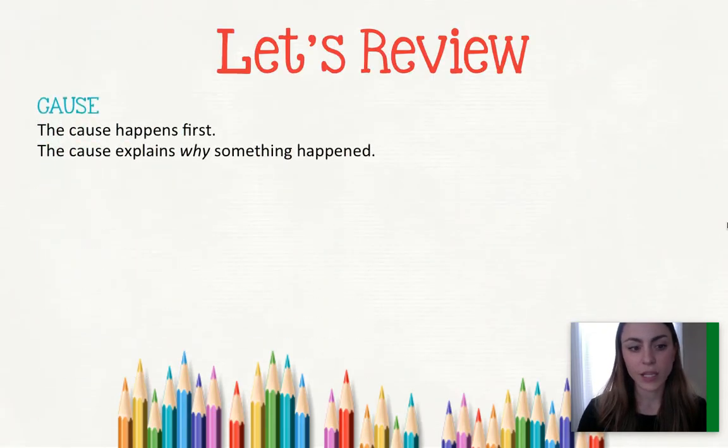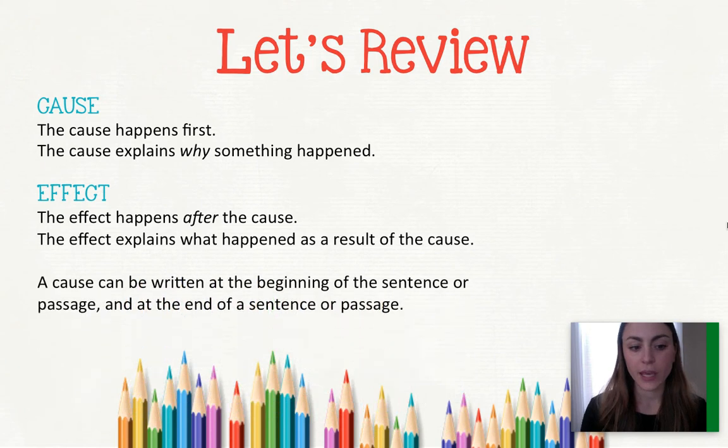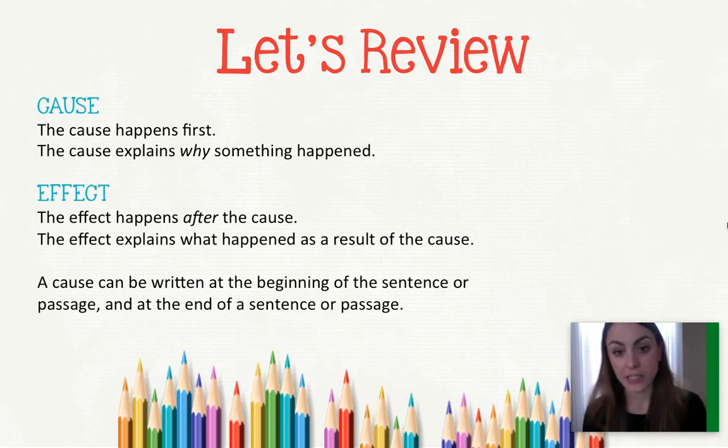So let's review. A cause. The cause happens first. The cause explains why something happened. An effect. The effect happens after the cause, and the effect explains what happened as a result of the cause. And we also have to remember that a cause can be written at the beginning of a sentence or passage, or it can also be written at the end of a sentence or passage.